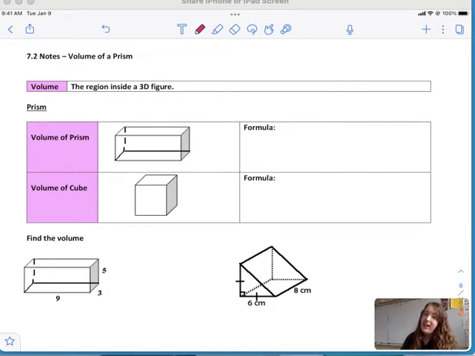Let's take a look at volume of a prism. So volume is the amount that's inside of a 3D figure. So for any volume of a prism, we're going to find the area of the base and then multiply that by the height.